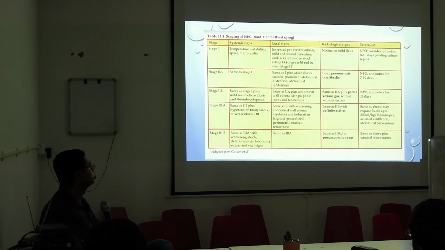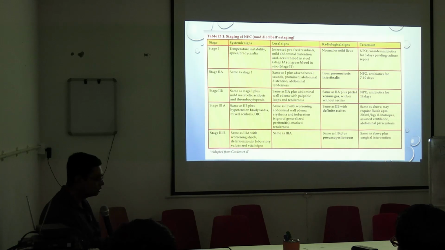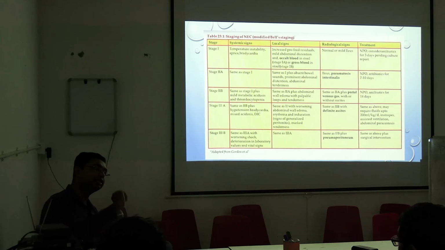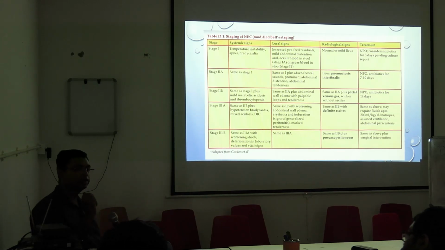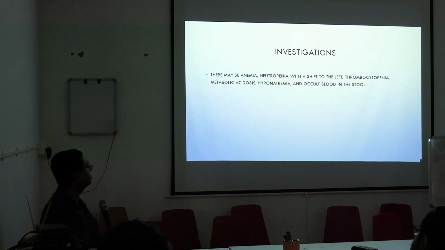Now the stage 2. There are two types of stage, stage 2A and stage 2B. In stage 2A, the features are same as stage 1, plus there will be abdominal distension and abdominal tenderness. Most important radiological sign is called pneumatosis intestinalis. What does pneumatosis intestinalis mean? It is a radiological hallmark of NEC. There will be air inside the bowel wall. It is called pneumatosis intestinalis. কিরকম দেখতে হবে?